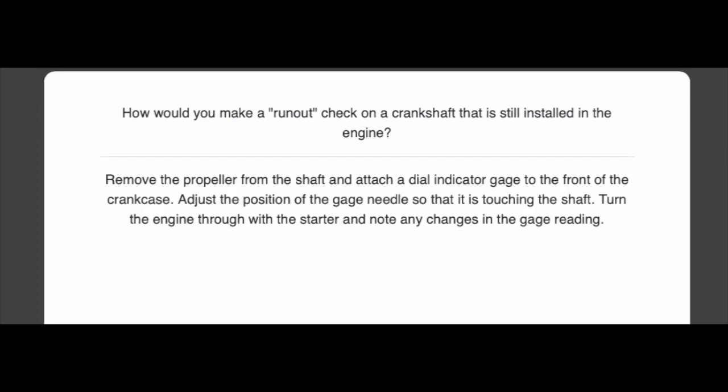How would you make a run-out check on a crankshaft that is still installed in the engine? Remove the propeller from the shaft and attach a dial indicator gauge to the front of the crankcase. Adjust the position of the gauge needle so that it is touching the shaft. Turn the engine through the starter and note any changes in the gauge reading.